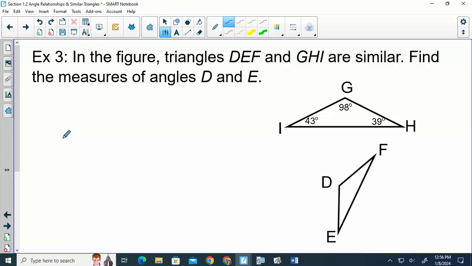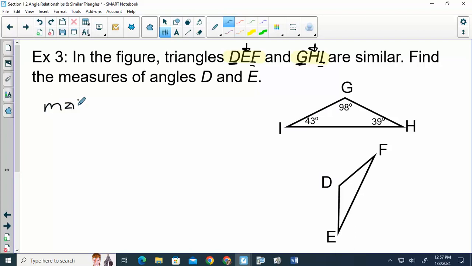One thing to be careful of, when we're talking about similar triangles, you don't want to look at the picture and try to guess which angles are the same. You want to look at these statements because order matters. So the way this is written, that means angle D and angle G would be the same measure. Angle E would be the same as angle H. Angle F would be the same as angle I.